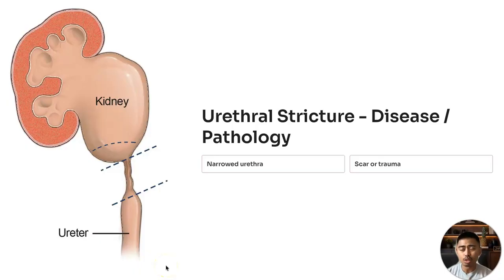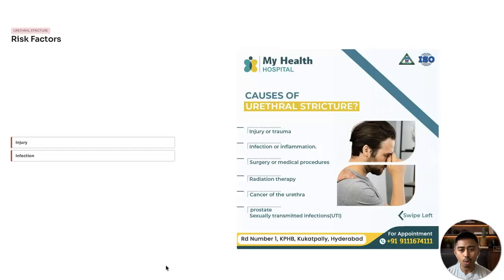When we think about risk factors, we've got to think about anything that can cause scarring or trauma in the urethra. That will be a risk factor. So let's say an infection from a UTI, or radiation therapy, cancer in the urethra itself, any kind of surgery or medical procedures that cause inflammation, or maybe even trauma from a kidney stone. That can all cause injury or infection, which is going to be your risk factors for urethral strictures.